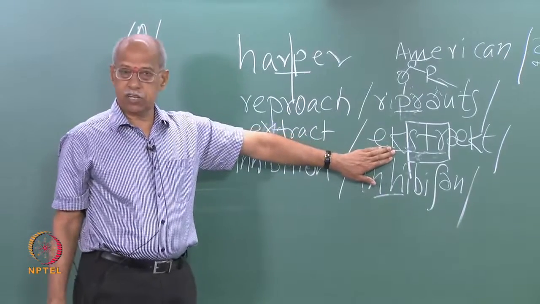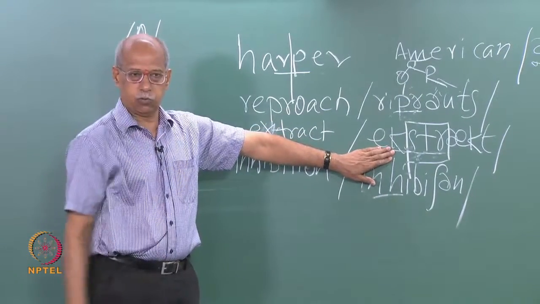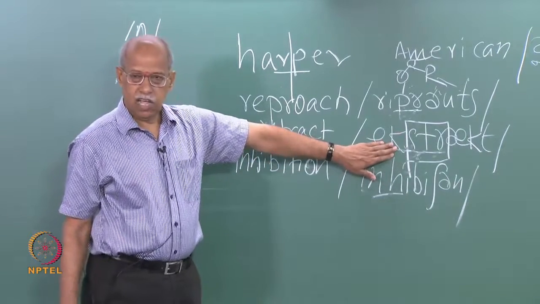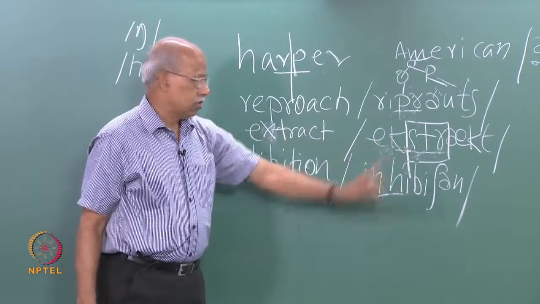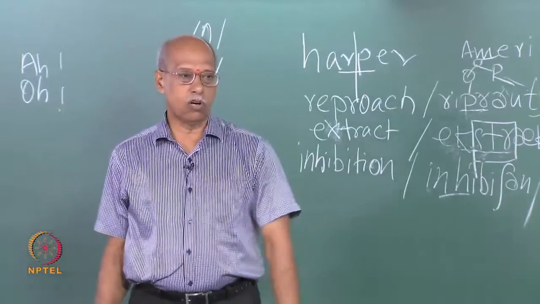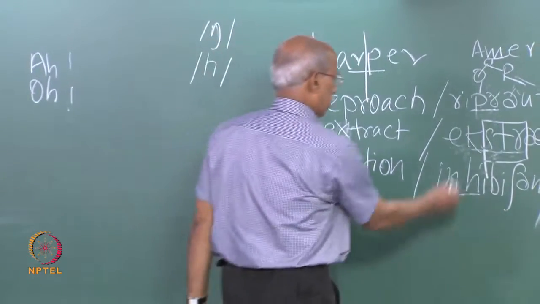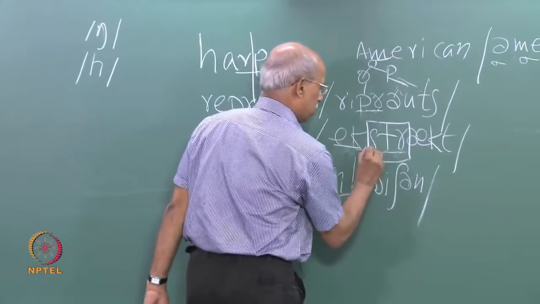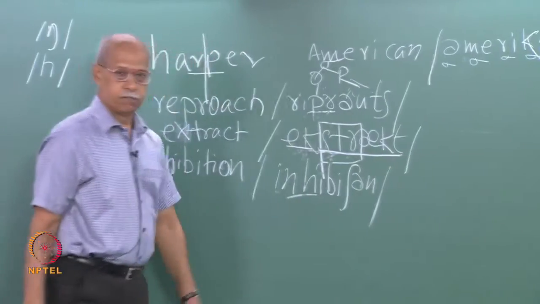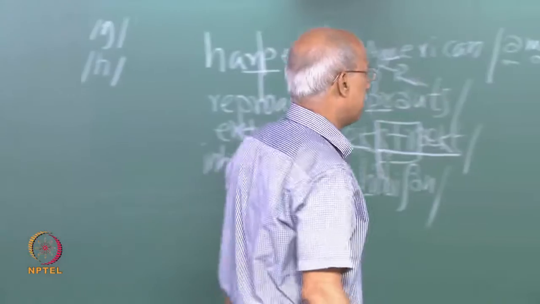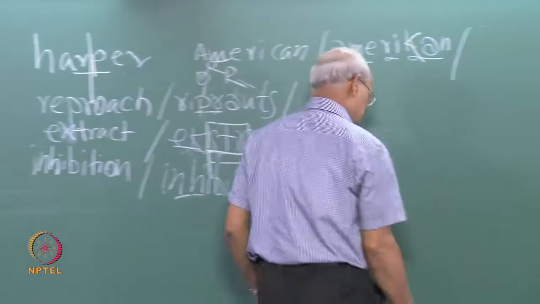Can you draw a tree diagram for extract, please, in your notebook? Only this, and assign it to either onset or coda as you feel. Draw a tree diagram to show the relationship in both these syllables. Do it and then compare with mine.